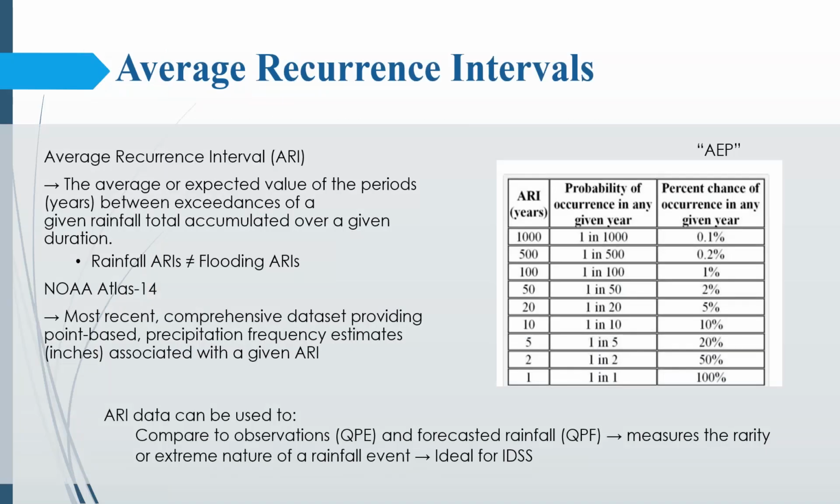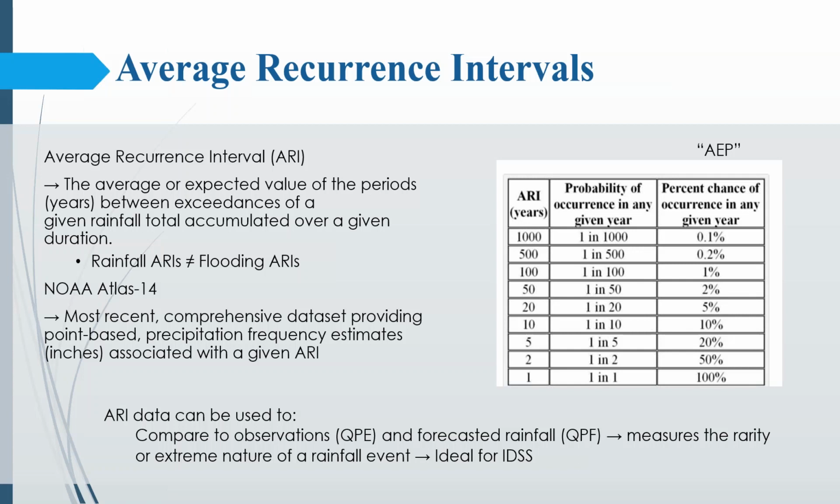In this presentation, when we talk about ARIs, we are talking about ARIs of rainfall, which is the average or expected value of periods, which is usually years, between exceedances of a given rainfall duration. Now, keep in mind that rainfall ARIs are not the same as flooding ARIs. So a rainfall ARI of 100 years will not necessarily cause a flood of 100 years.